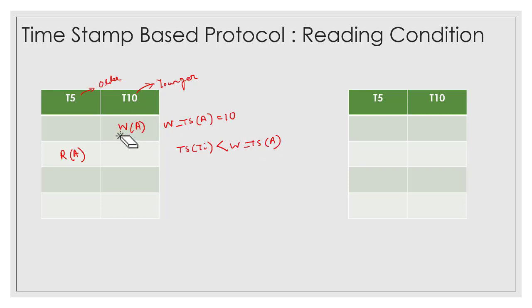Now, if you remember, the timestamp based protocol will produce a serial schedule which will be T5 followed by T10. So this cannot be allowed. As it cannot be allowed, T5 needs to be rolled back and it will start with a new timestamp. Right? Now, in this case, what does the second condition say?